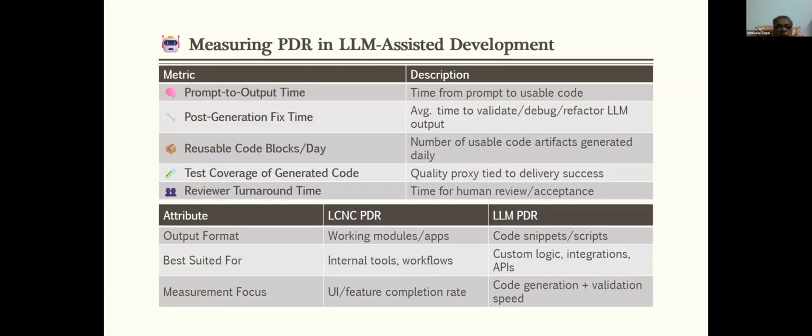Similarly, if you want to measure PDR in an LLM-assisted development, what could be the metric that you will measure? Prompt to output time, post-generation fix time. So how long does it take the human developer to fix outputs from the LLM? How many reusable code blocks per day? What is the test coverage of the generated code?